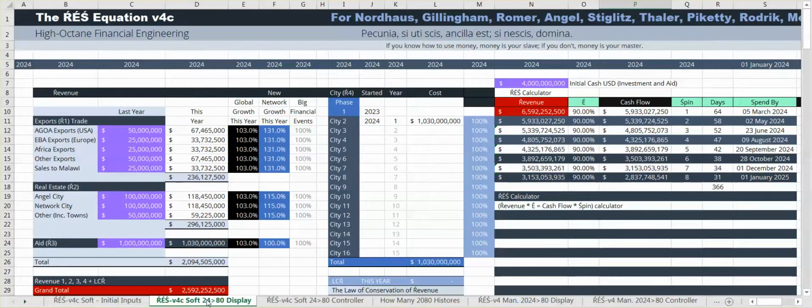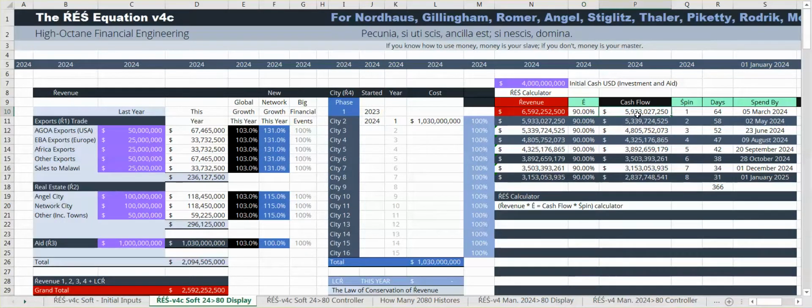Starting at N10 and ending at S17, we come to the RRT calculator, within which we apply the RRT equation. Starting with 6.59 billion in the initial revenue, known as R, and a value for quantum efficiency, known as E, of 90%, which tells us that 90% of the initial revenue is spent with one or another S-World company.